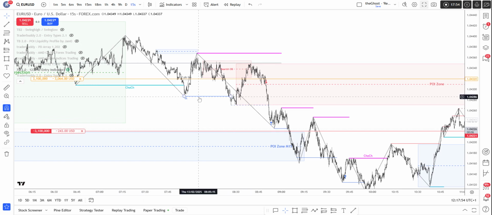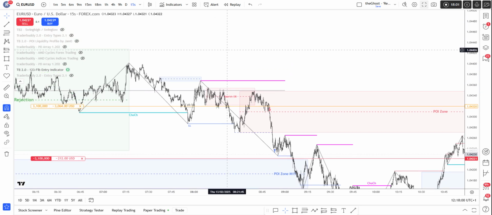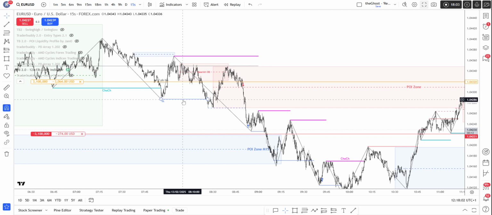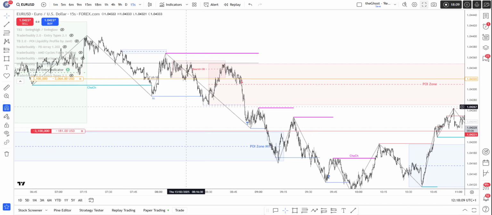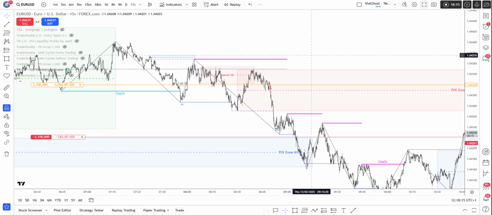So when the break of the change of character happens, we're just consolidating. So price can also go up again. When it breaks the lower low, now I am convinced, well, not convinced, but the rules state we are in a downtrend. So now I'm going to look for sells.